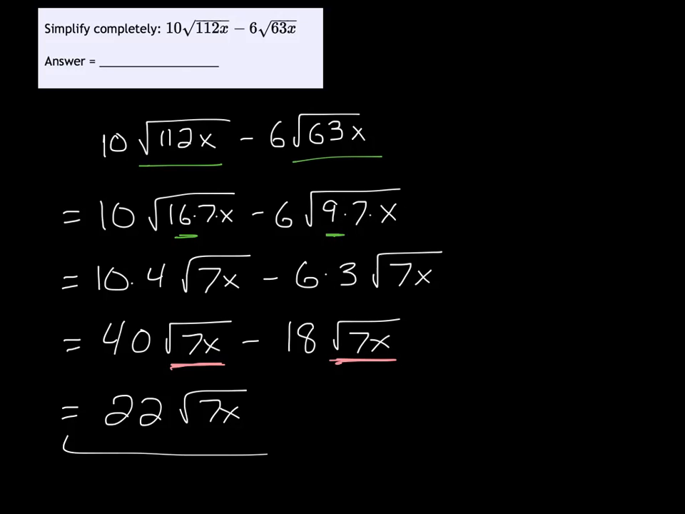And again, that process, and you can use prime factorization for this and you get the same answer. But the idea is, I'm taking these numbers and the variables, but in this case the numbers are the only thing that's interesting. I'm going to find the biggest perfect square that's a factor of them. And in this case, for 112 it was 16, and for 63 it was 9. I then perform the square root. The 16 becomes a 4 here on the outside, and the 9 becomes a 3 on the outside. Once I have those, I simplify. And then if I have like terms, which I did in this case, the root 7x and root 7x, I combine those. The 40 minus the 18 gives me the 22 here in my final answer.